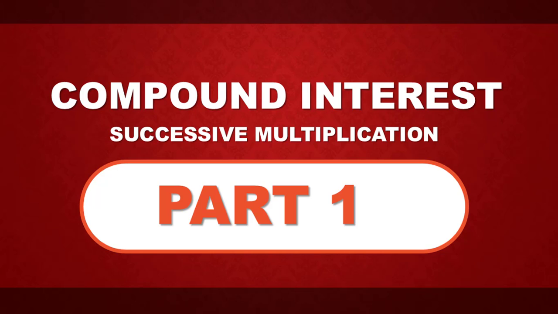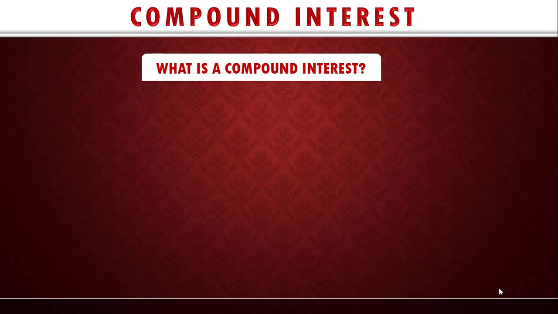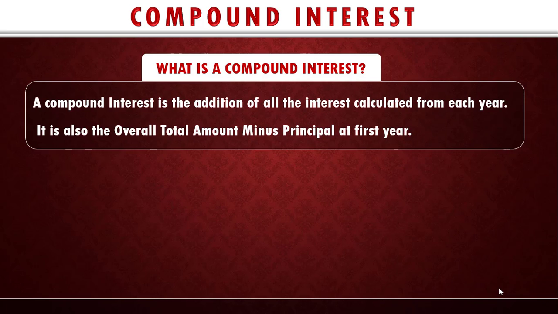In this lesson, I'll be showing you how to calculate compound interest. What is compound interest? Compound interest is the addition of all the interest calculated from each year. It is also the overall total amount minus the principal at the first year.